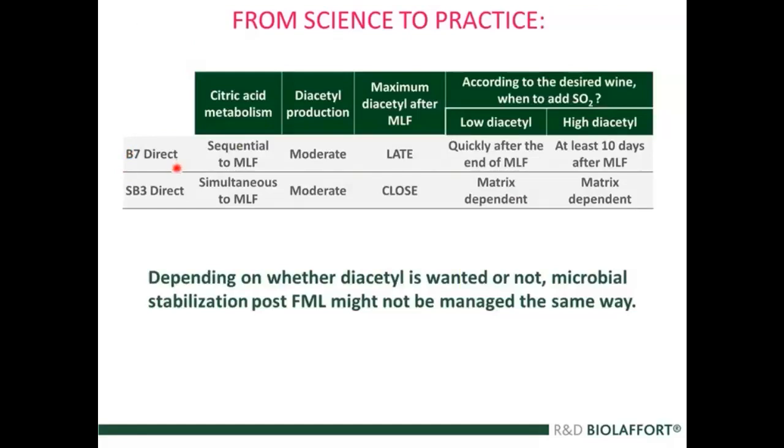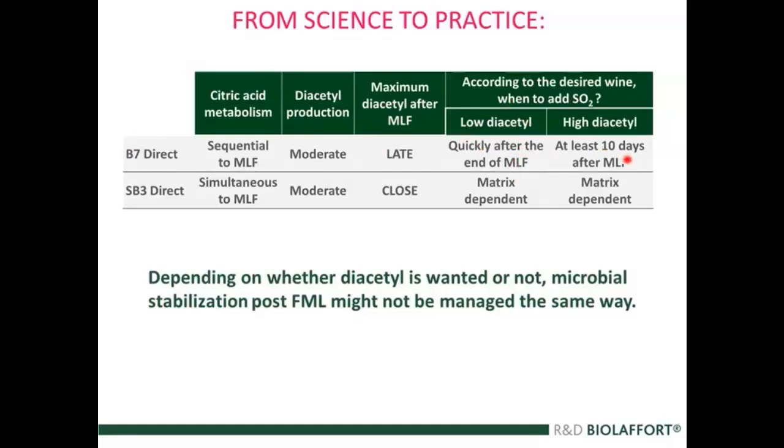Citric acid metabolism is slow, so it's sequential to malolactic fermentation. Diacetyl production is moderate, but the maximum diacetyl level will occur late after malolactic fermentation, meaning that if you want a low diacetyl level in your wine, you will have to quickly sulfite your wine after malolactic fermentation. On the contrary, if you want a high diacetyl level, you will have to wait until the citric acid has been totally used, usually 10 days after malolactic fermentation.